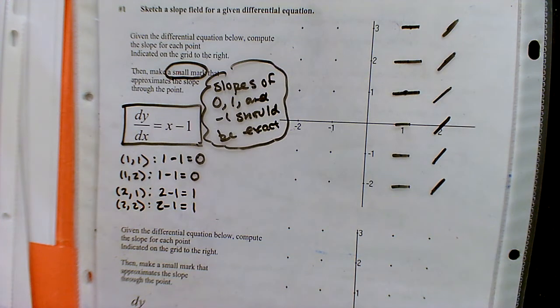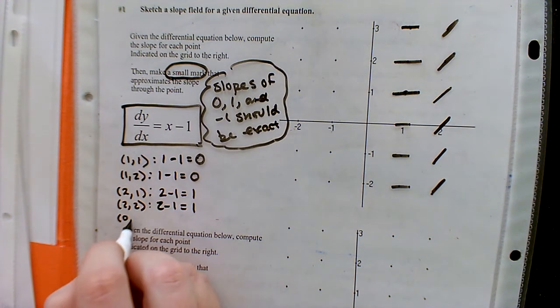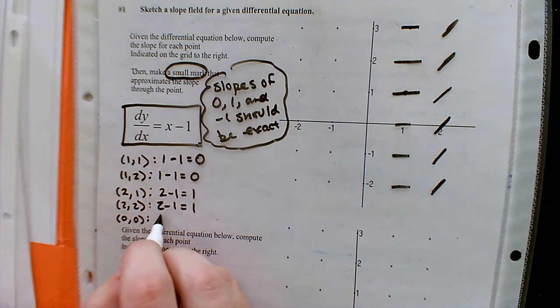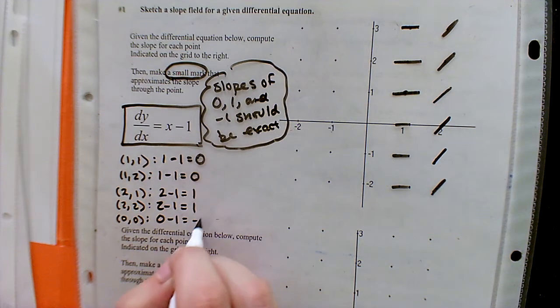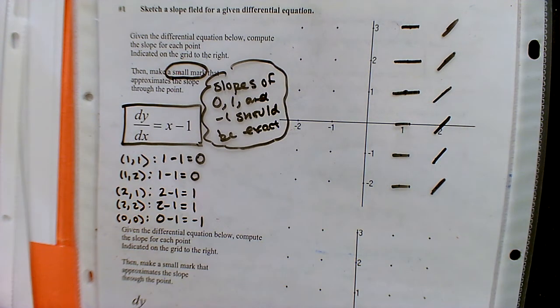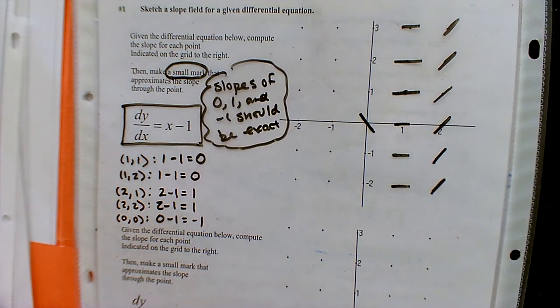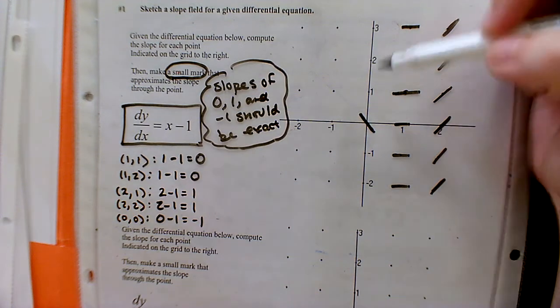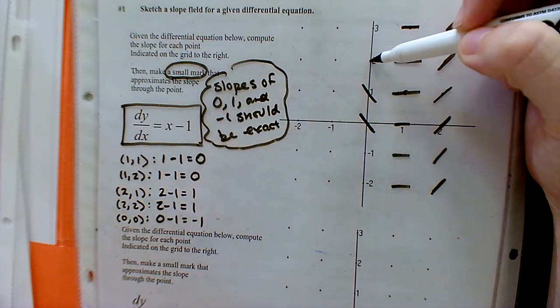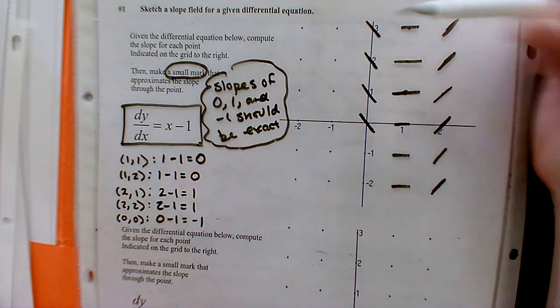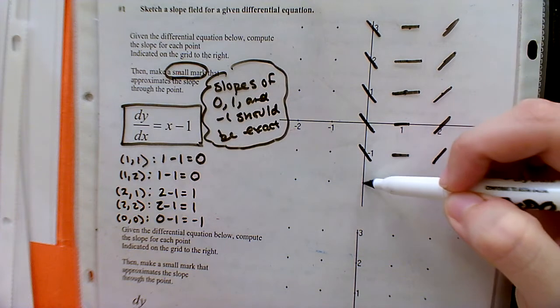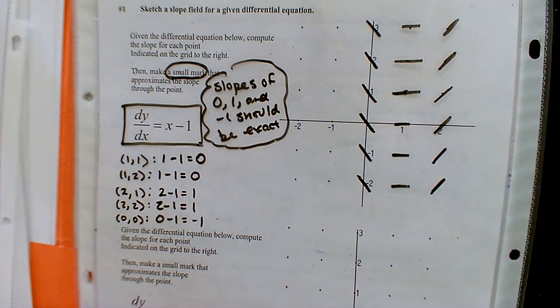All right, let's perhaps pick the origin for our next one. We plug in 0 for x, we get negative 1. So at the origin, we need a perfect 45-degree angle, but this time it goes down. Probably following all of the other patterns we noticed, all of the other points that have an x value of 0 would have a slope of negative 1 as well.